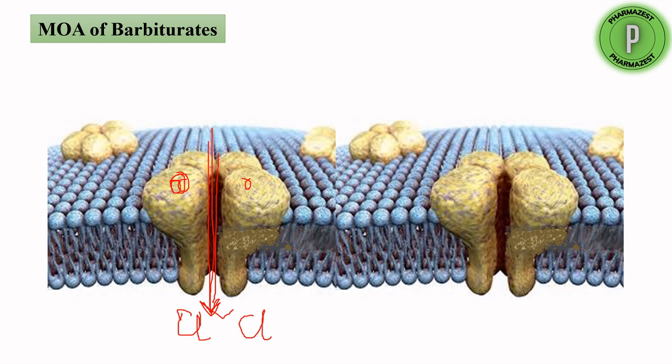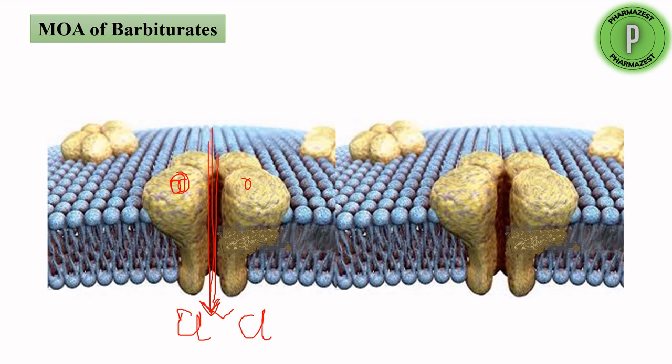So the cell gets depressed. As a result, presynaptic as well as postsynaptic inhibition takes place. So the greater the affinity of the barbiturates, the greater the potency. So this is the mechanism of action of barbiturates.